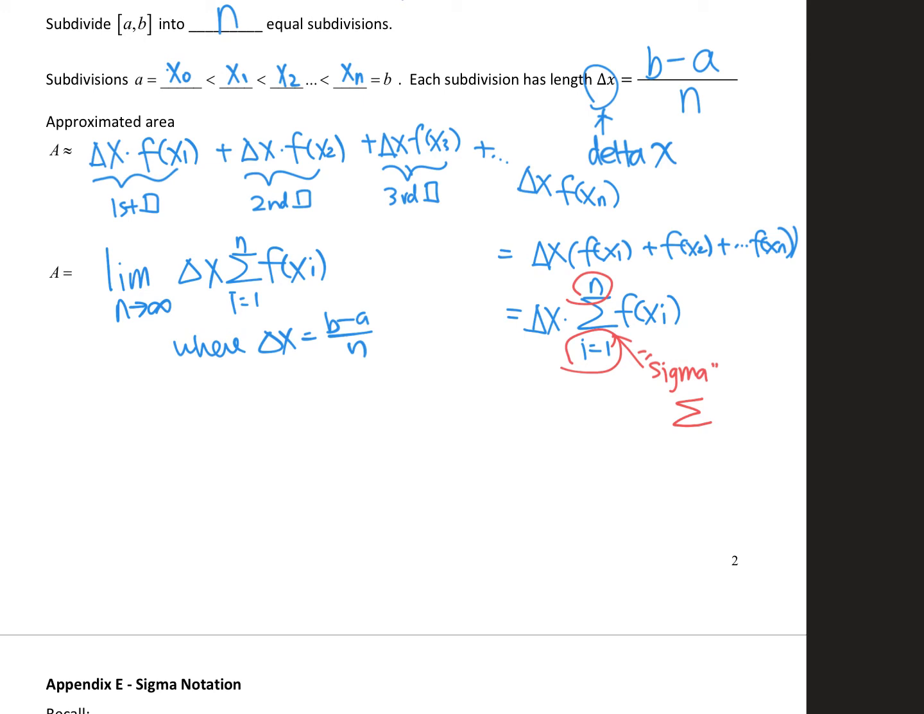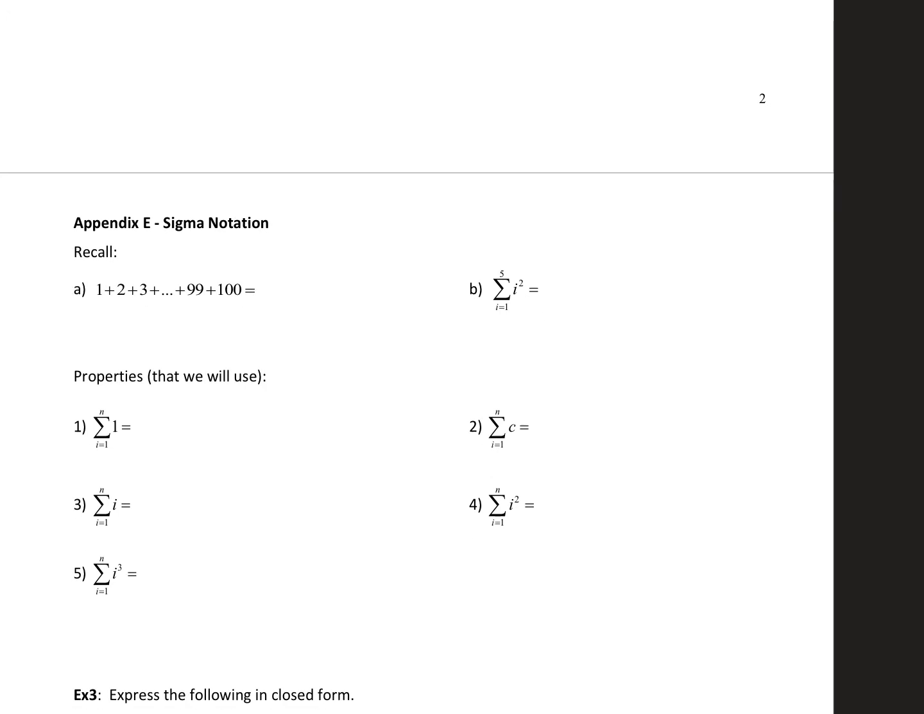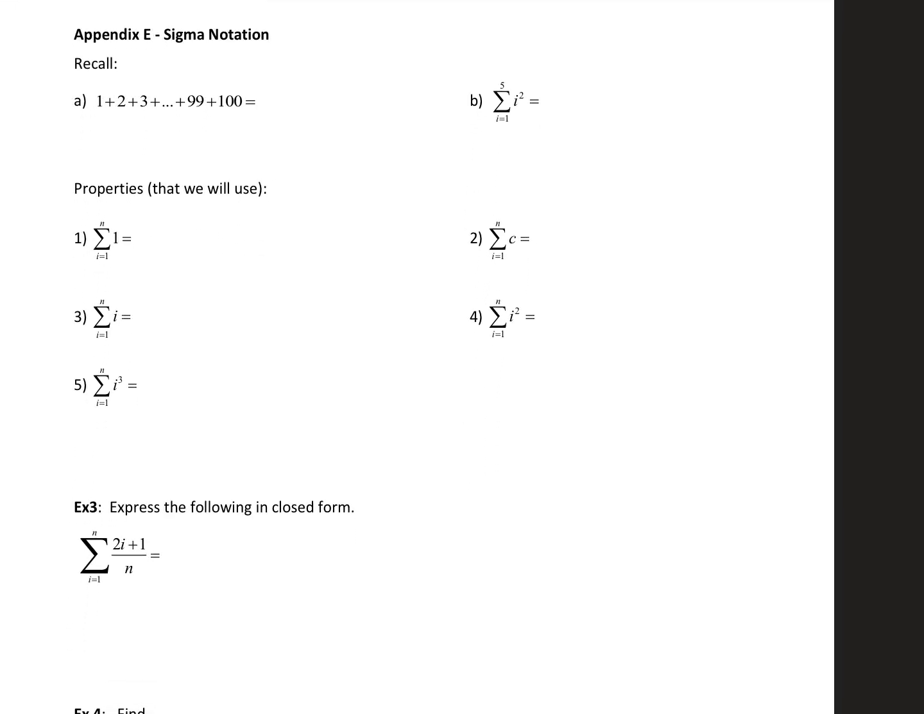Since we talked about sigma notation here, I'm going to spend some time going over the sigma notation. Let's look at the first one. I'm adding 1 through 100. When you add a bunch of numbers, sometimes you can find a pattern, and then we can simplify the answer a little bit.